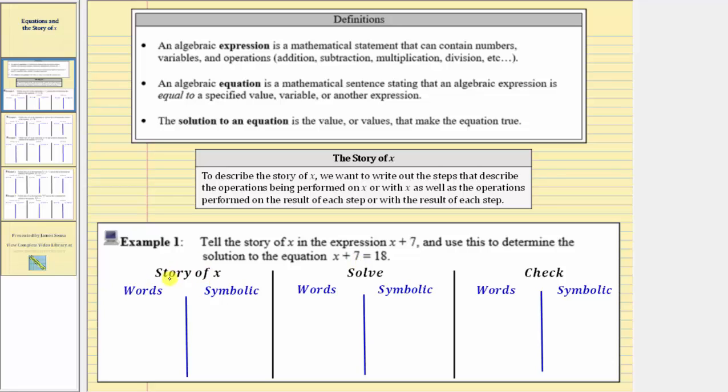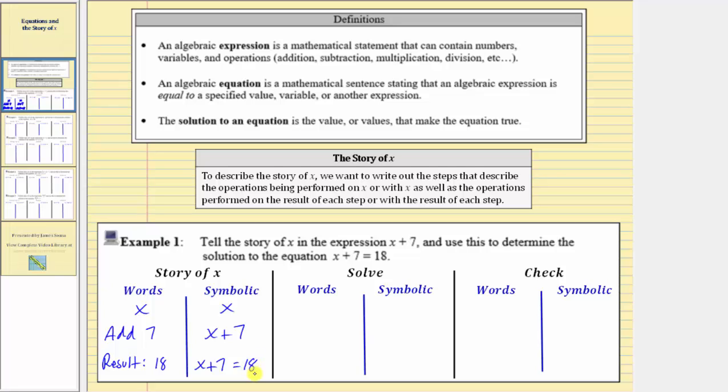So under this first column, the story of x, we'll build the given equation by listing each step. So we begin with x. Because the expression is x plus 7 on the left, in words we add 7, which will give us the expression x plus 7. And because we have the expression x plus 7 equals 18, we want the result to be 18, which gives us the equation x plus 7 equals 18.